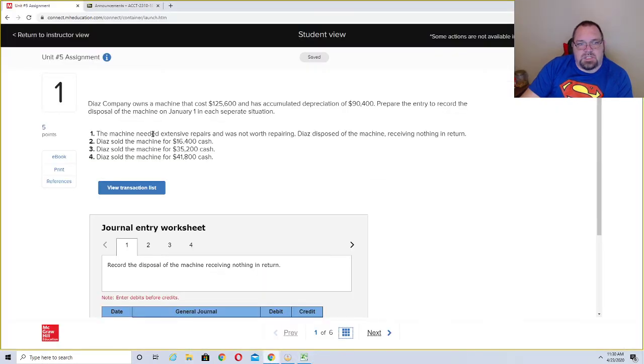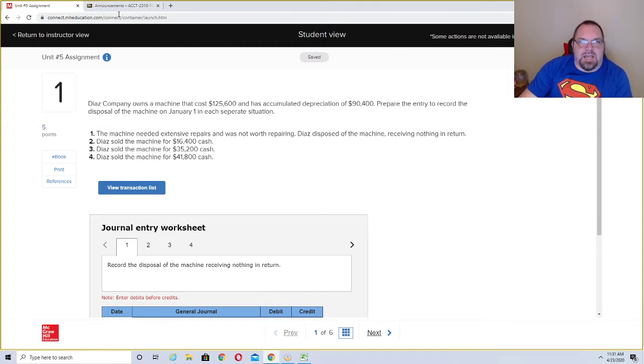The machine needed extensive repairs and is not worth repairing. Instead of trying to sell it, essentially, we're just going to throw it in the trash. Okay, take it to the landfill and push it off the truck. So what they're saying is, it has no value. We're going to sell it for $0.